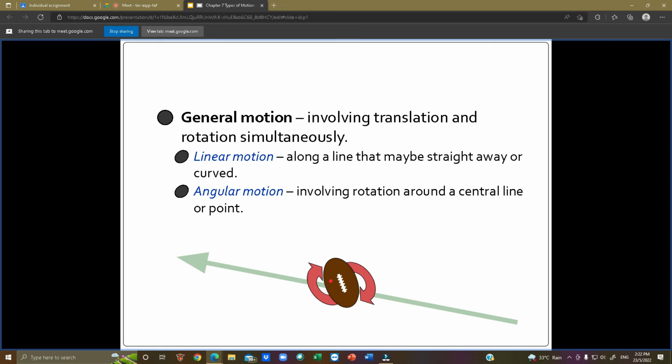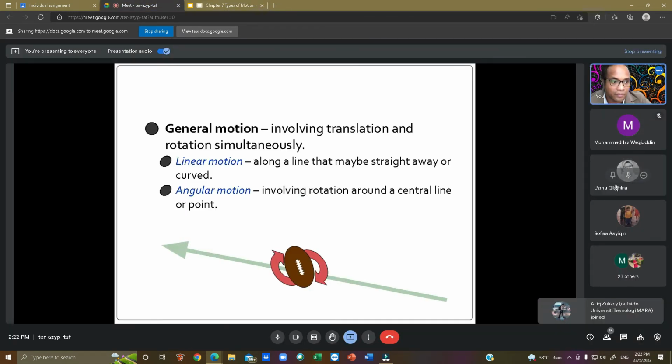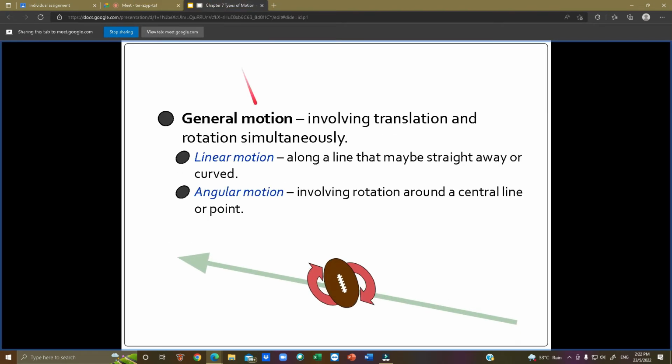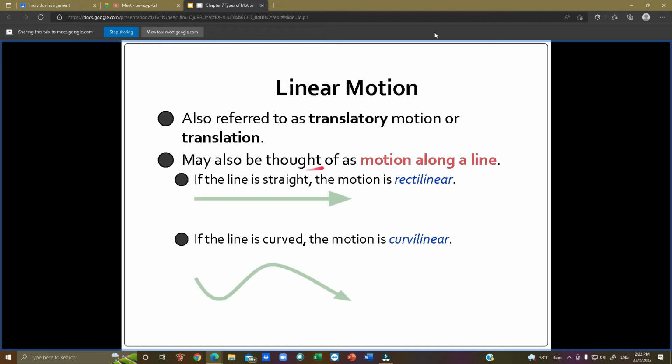So we can actually have multiple dimensions to analyze. We can analyze the whole motion as linear, or we may analyze the rotation as angular. Ni adalah dua benda yang mempengaruhi motion, and it's known as general motion. Okay. Alright. Okay, so again, linear motion. When we talk about linear motion, it is a motion of translation. Translate ni berubah from point 1 to point 2.